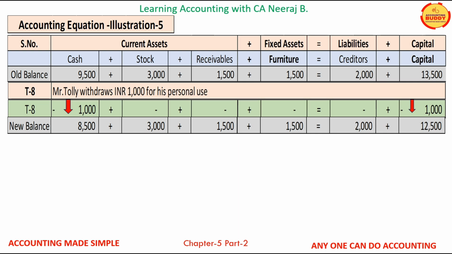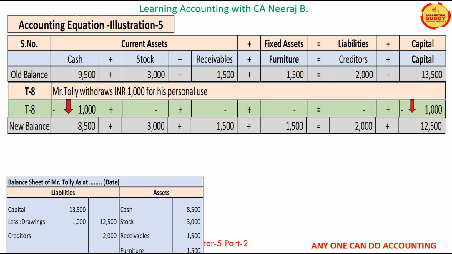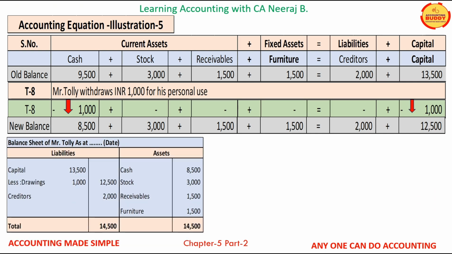Again, the total is 14,500. Now, if we translate the accounting equation of Mr. Tolly into his balance sheet, this is how it will look as displayed on your screens. Please do not think too much about the balance sheet. Just understand the relationship between the accounting equation and the balance sheet at this point of time.